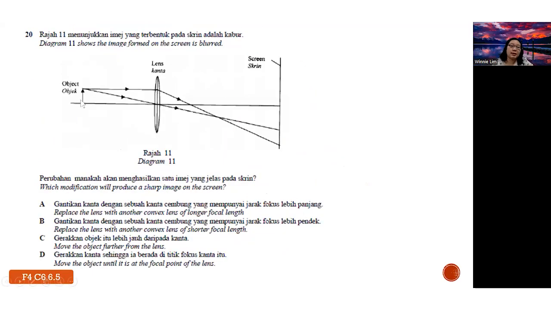So for question 20, diagram 11 shows the image formed on the screen is blurred. Which modification will produce a sharp image on the screen? Okay, so you want the sharp image. Sharp image means the final image where the intersection point is, this is where the image is formed. So by right, your screen is over here, then only the image formed is sharp. But now it is not formed on the screen. What can you modify so that it can form on the screen?